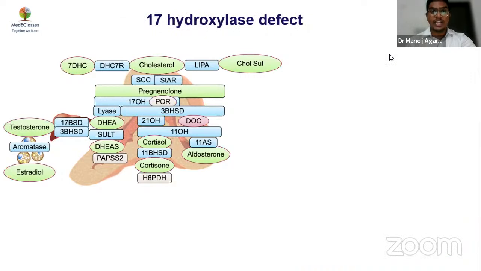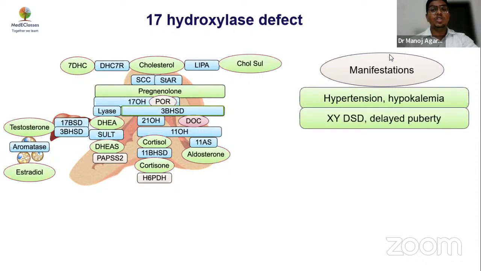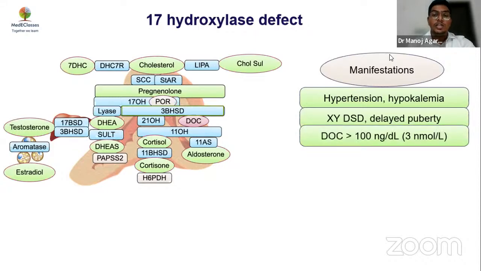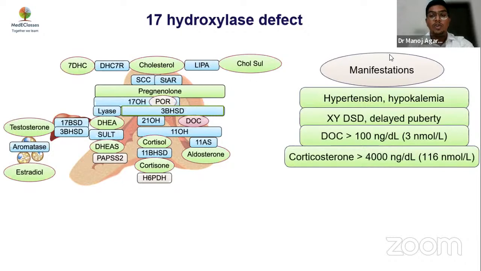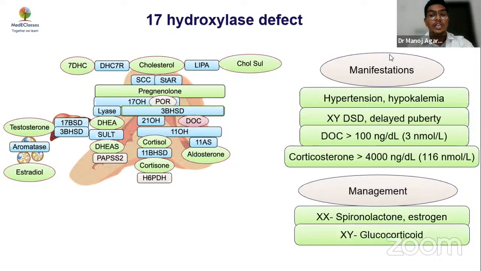Now, the second entity is 17 hydroxylase deficiency, which looks like 11 hydroxylase deficiency. This patient has similar manifestations. It presents with hypertension and hypokalemia, due to no androgen production. The boy child presents with XY DSD, and there will be delayed puberty in the girl. Diagnosis is made by high DOC level and high corticosterone level. To manage this condition, we need to start an aldosterone receptor antagonist, which is spironolactone, in the girl child, and for the boy, we need to start glucocorticoids. And how to monitor this condition? We need to monitor BP and DOC.